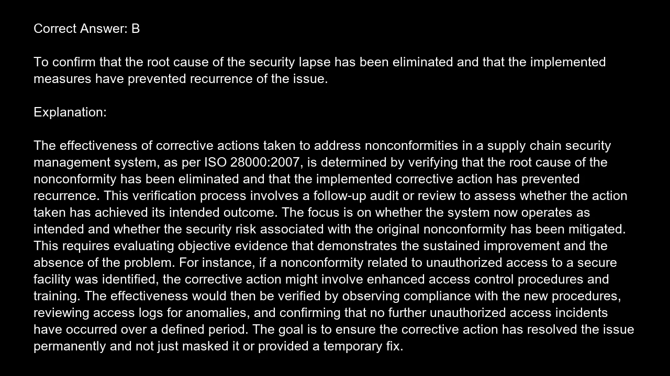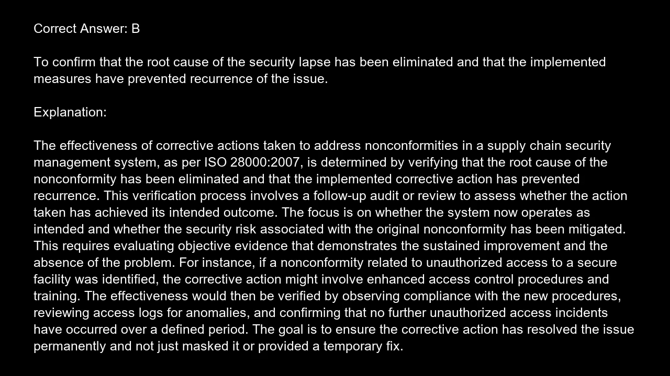The effectiveness of corrective actions taken to address nonconformities in a supply chain security management system, as per ISO 28000-2007, is determined by verifying that the root cause of the nonconformity has been eliminated and that the implemented corrective action has prevented recurrence. This verification process involves a follow-up audit or review to assess whether the action taken has achieved its intended outcome. The focus is on whether the system now operates as intended and whether the security risk associated with the original nonconformity has been mitigated. This requires evaluating objective evidence that demonstrates the sustained improvement and the absence of the problem.